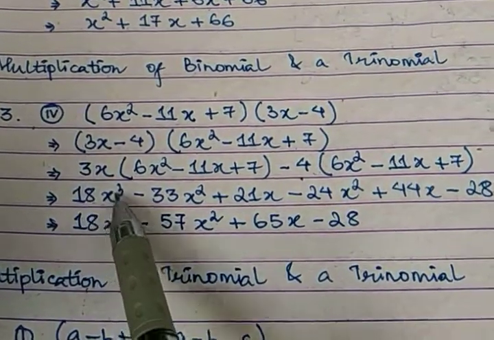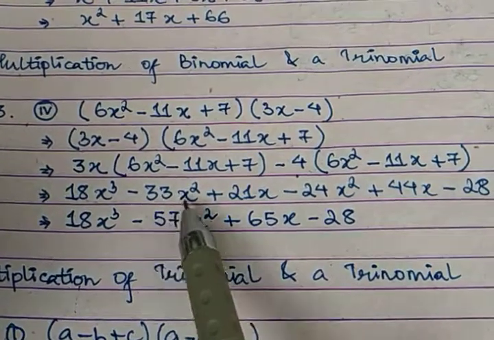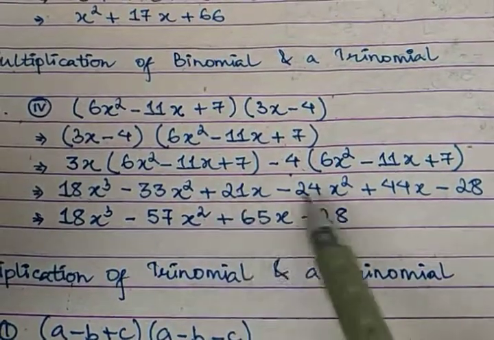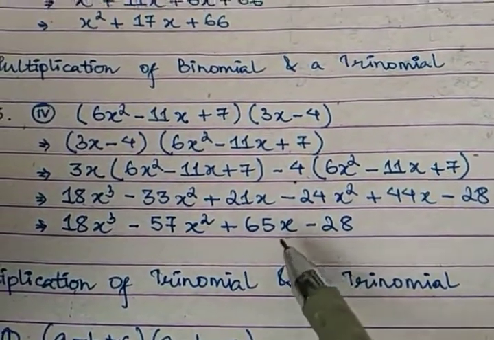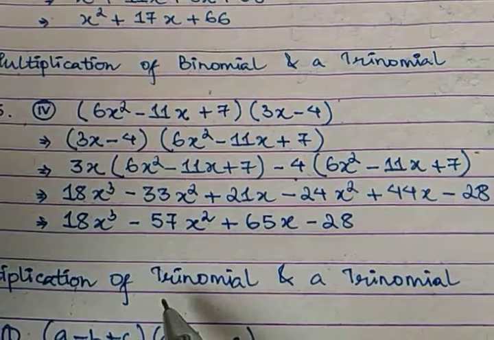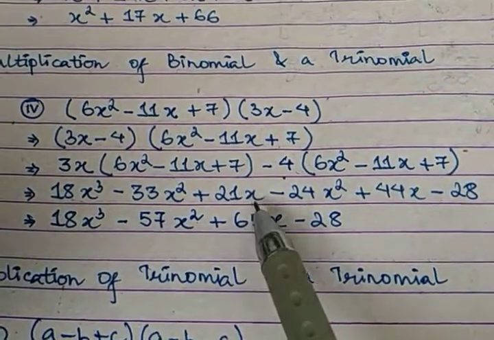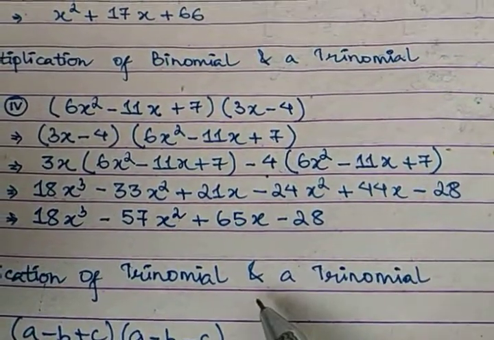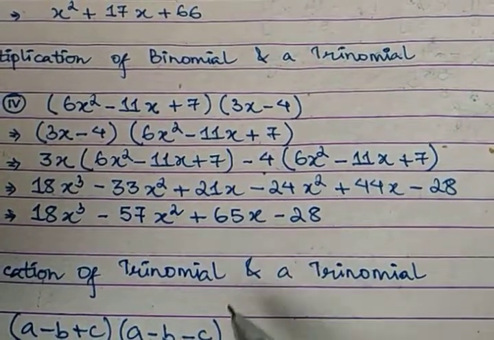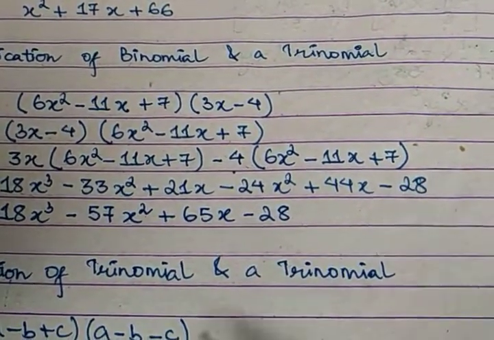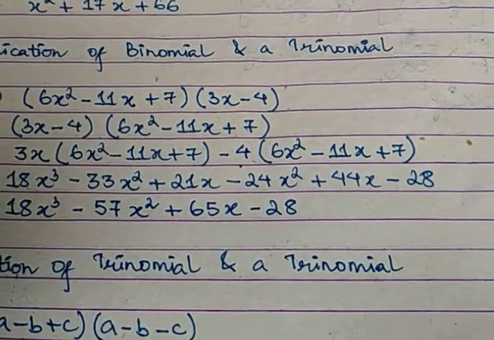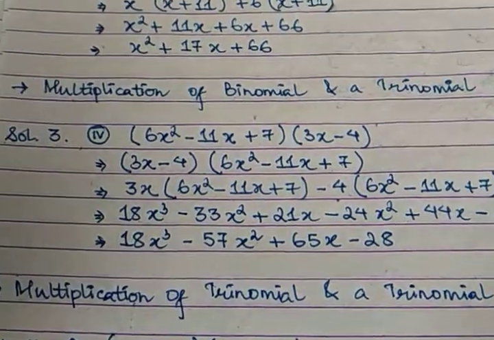I have done here 18x cubed remains as it is. Now minus 33x square minus 24x square, like terms with same signs added, sign remains same, minus 57x square. Okay, again 21x plus 44x, like terms with same signs, so same signs are added and the sign remains same, so it is plus 65x, and finally minus 28. Is it okay? Okay, I hope you kids have understood.